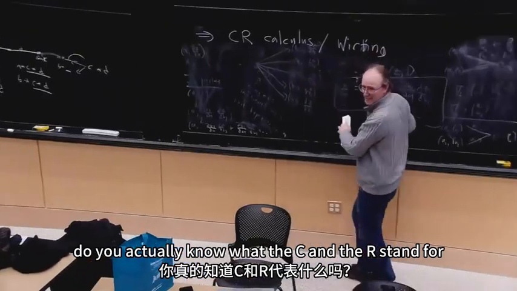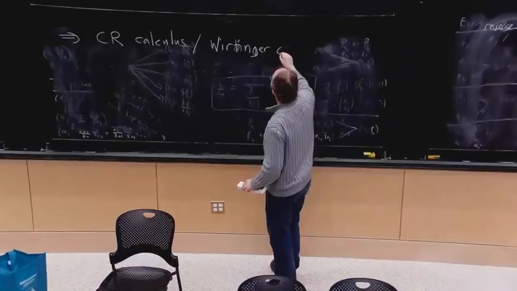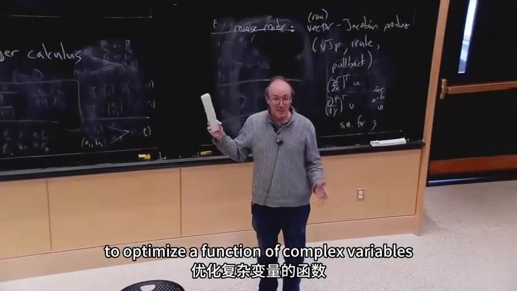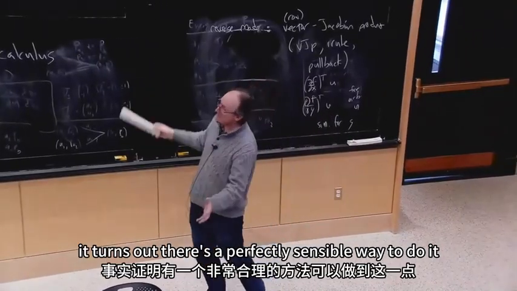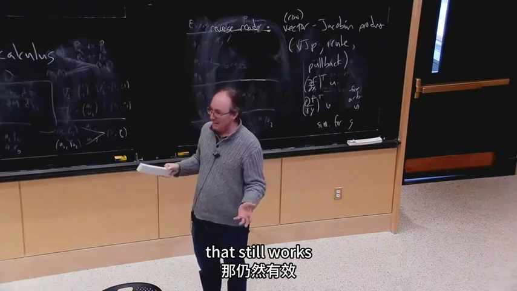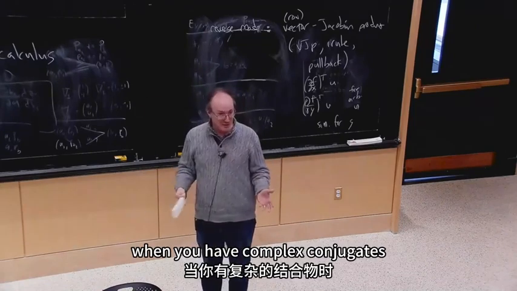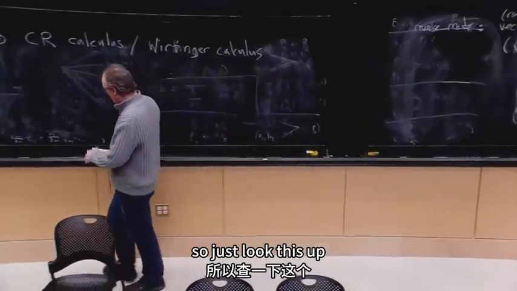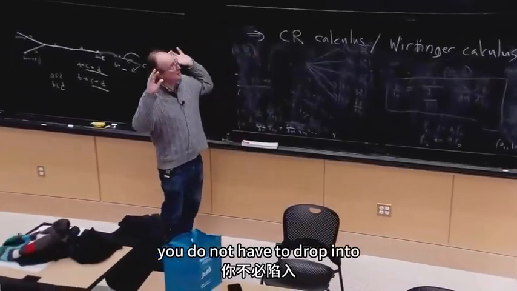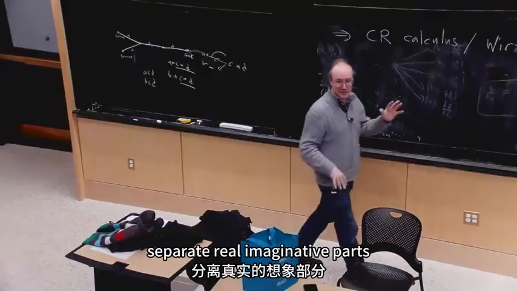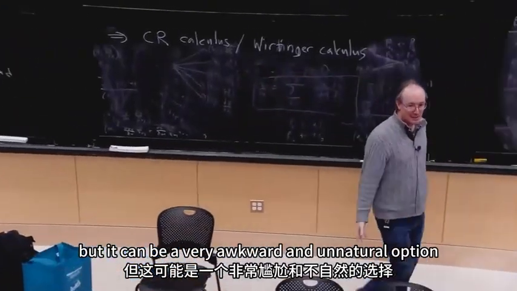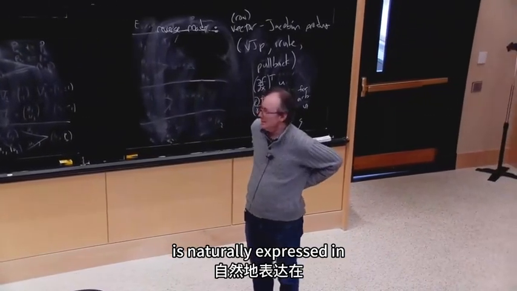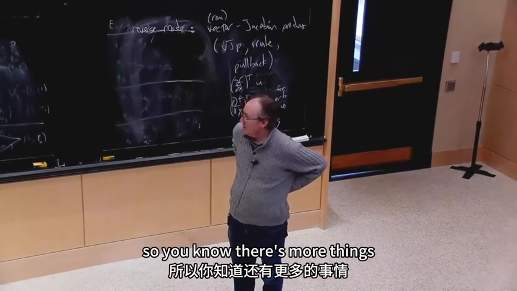Do you actually know what the C and the R stand for in CR calculus? Not a clue. Right? So if you ever need to optimize a function of complex variables, it turns out there's a perfectly sensible way to do it that still works when you have complex conjugates and real parts and imaginary parts that you can't differentiate normally. So just look this up. That's what I'm doing. You do not have to drop into separate real and imaginary parts, which is always an option, but it can be a very awkward and unnatural option if that's not the language that your problem is naturally expressed in. So there's more things.